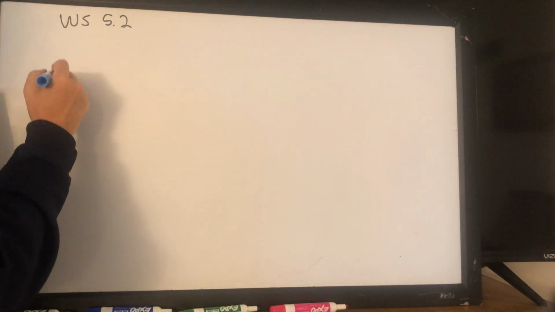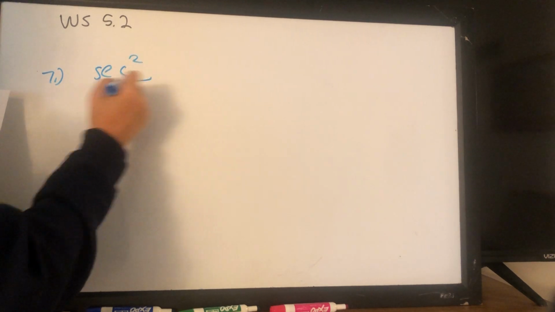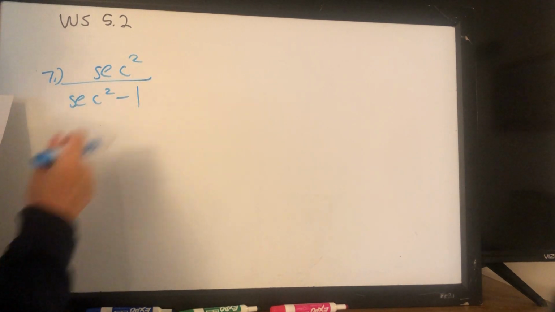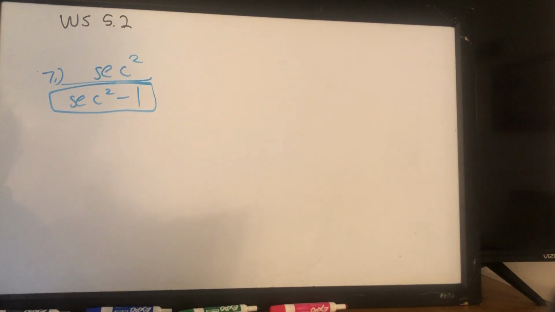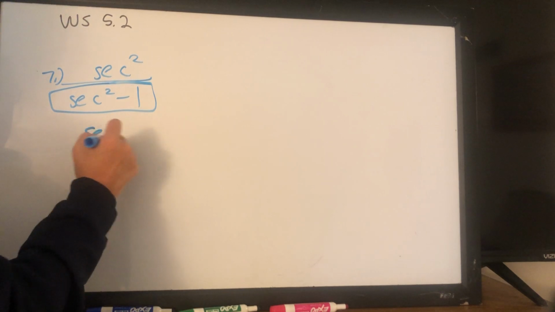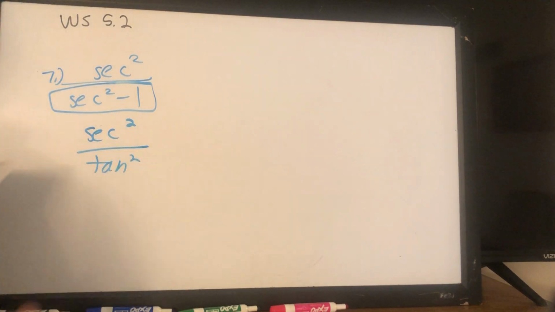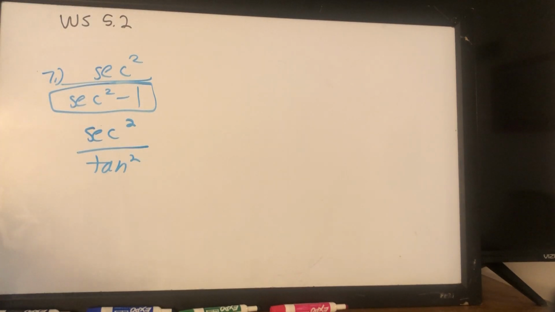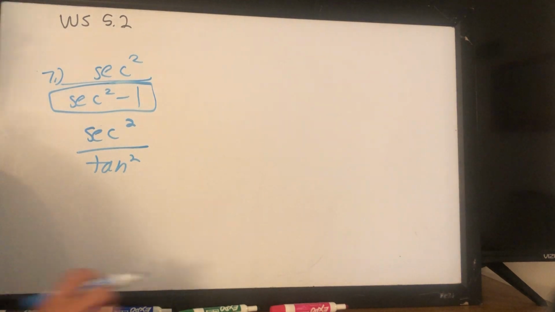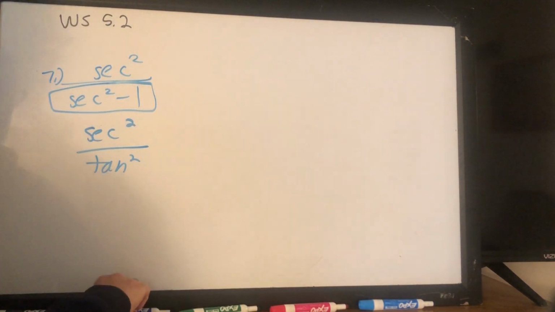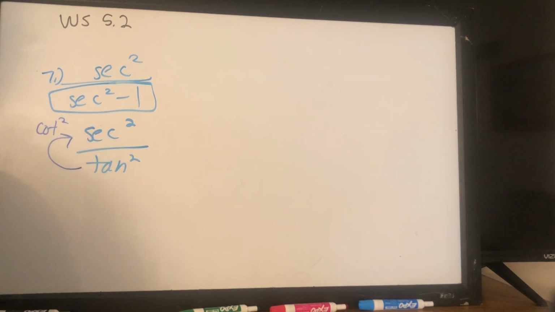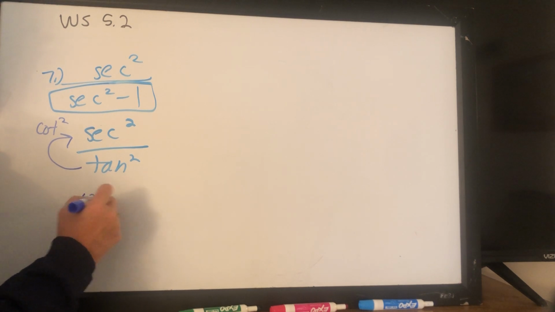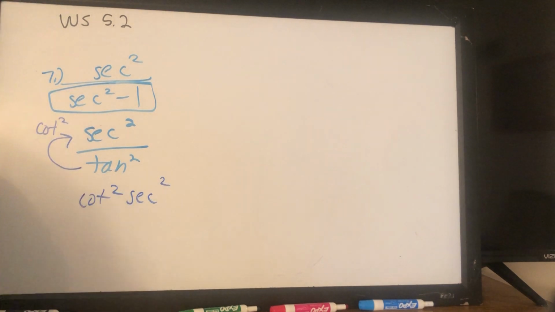Number 7. We got secant squared over secant squared minus 1. This is a Pythagorean identity. Look at your little cheat sheet if you need to, and you end up with secant squared over tan squared. Now, you can turn this to sines and cosines right now. It's not wrong if you do that, but I just like to get rid of the fraction first, so I'm going to use my reciprocal identity. Tangent in the bottom is the same as cotangent up there. So right now I've got cotangent squared and secant squared.